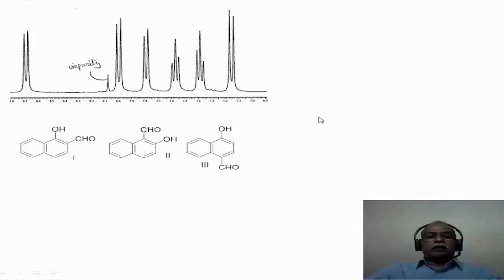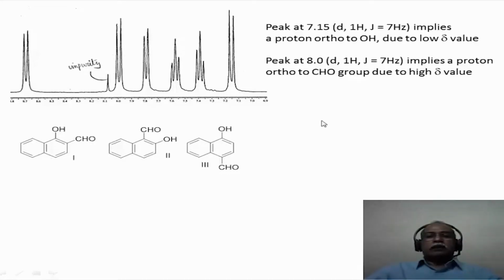Now if you start to analyze this, the peak at 7.15, which is this doublet here with 7 Hertz coupling, implies there is a proton ortho to OH, because this is a very low chemical shift value. Benzene is around 7.3. When you attach a hydroxy functional group, the phenolic protons in proton NMR would be lower. The coupling is coming around 7.1, 7.15 Hertz. So this must be ortho to the hydroxy functional group. One can, for example, rule out this structure because it doesn't have any ortho hydrogen adjacent to the hydroxy functional group. So compound 1 can be ruled out.